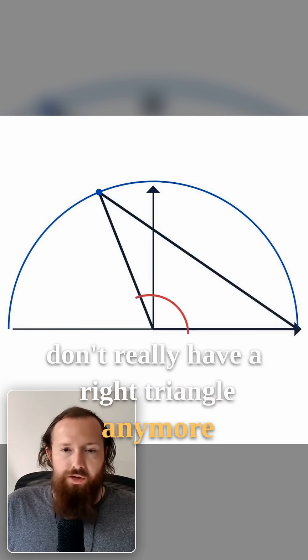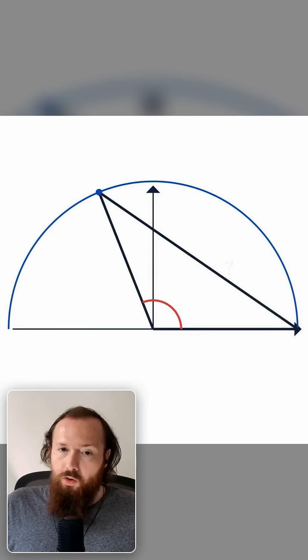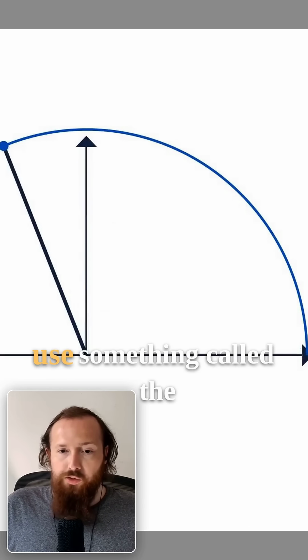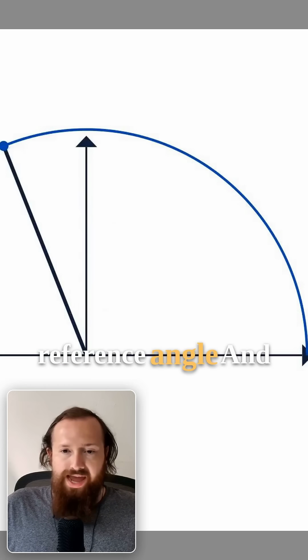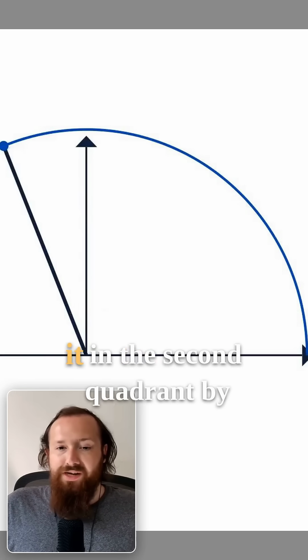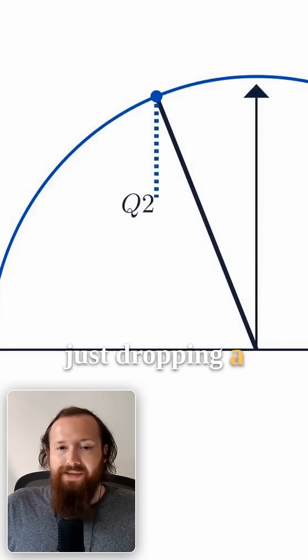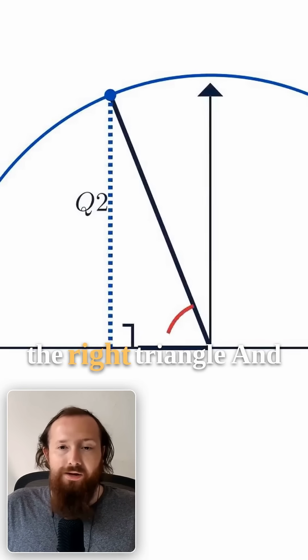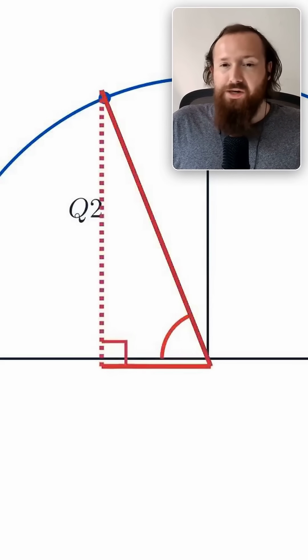So there's a logical way that we can extend past that 90 degrees, but the problem is that we don't really have a right triangle anymore. So SOHCAHTOA doesn't really work. Or does it? The trick is that we don't use this angle to build the right triangle. We use something called the reference angle. And when we do that, we can build it in the second quadrant by just dropping a line straight down and using this reference angle for the right triangle. And that works for the entire second quadrant.